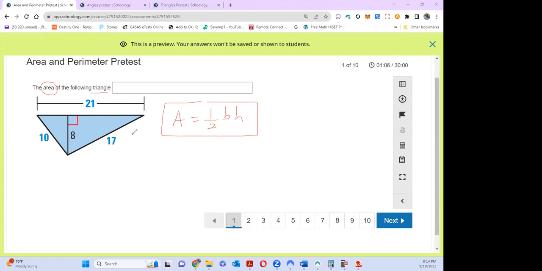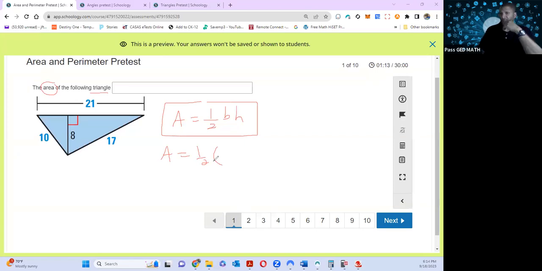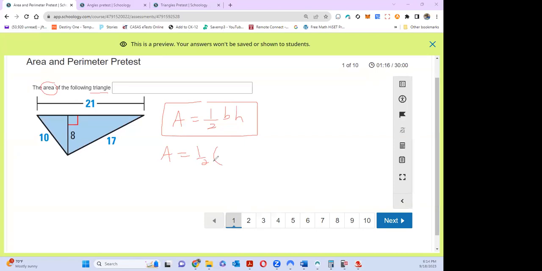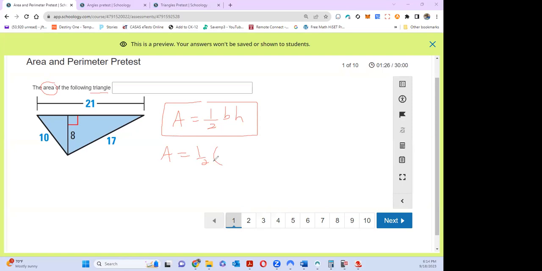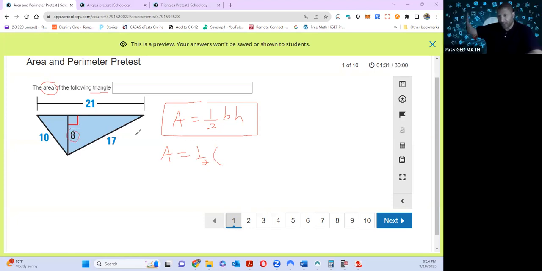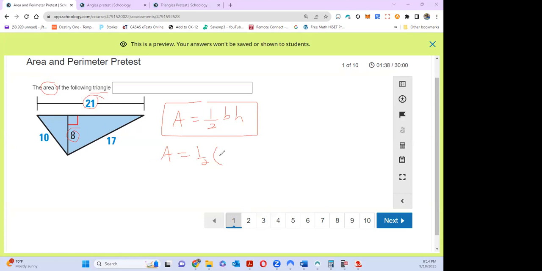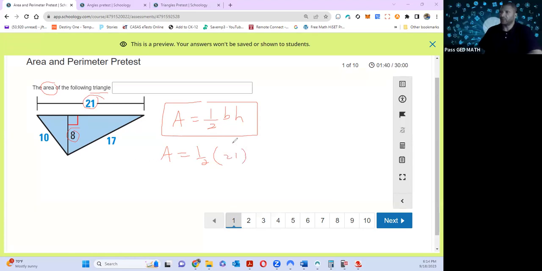The base is 8. The base is not 8. Would the base be 17? Nope. Okay, so that's another question. How do you figure out what the base is? The height always touches the base. So the height is 8. The base is 21. So the base is 21 and the height is 8.